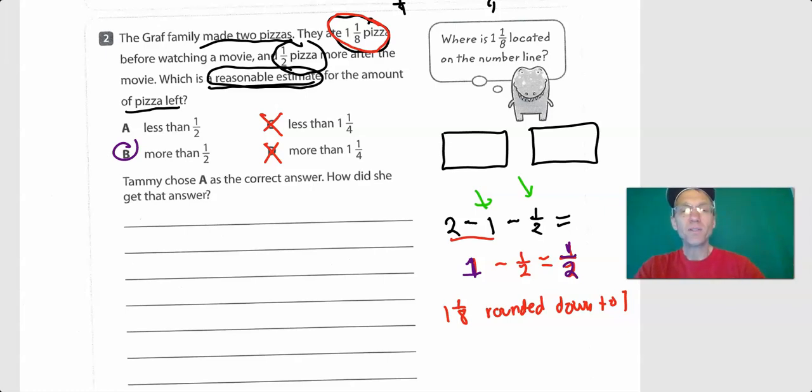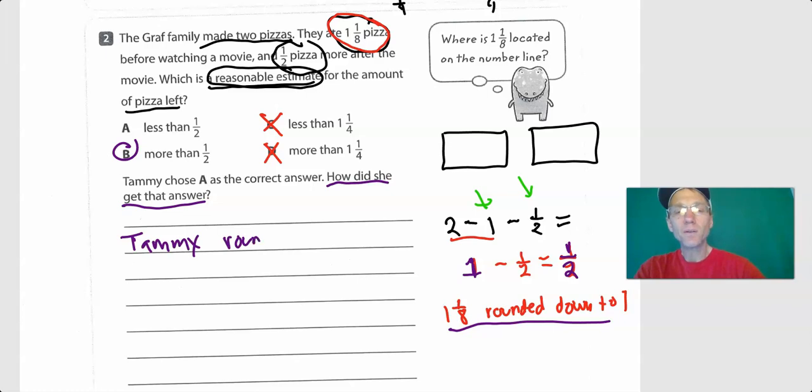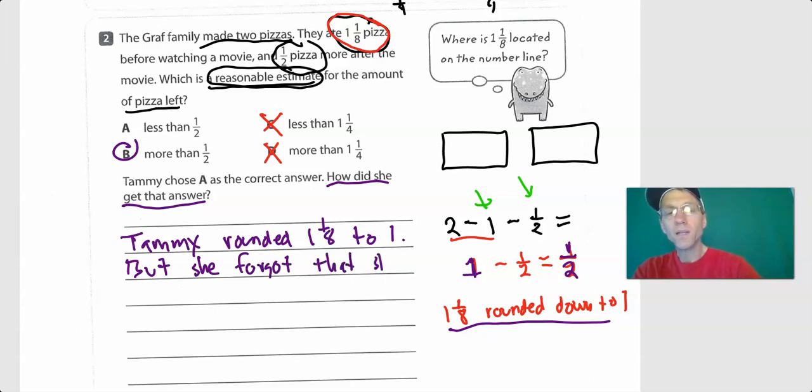Tammy chose A as the correct answer. We have less than 1/2. How did she get that answer? Well, maybe Tammy just didn't really think about the fact that they rounded down. So I would say Tammy rounded 1 1/8 to 1, but she forgot that she rounded down.